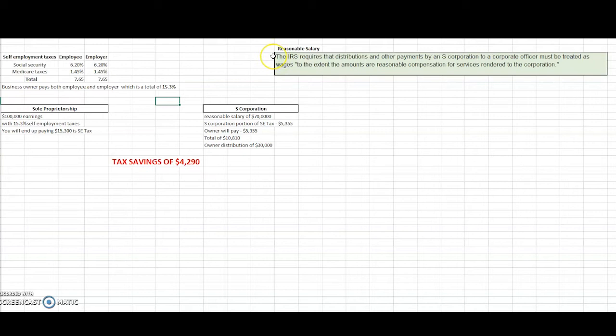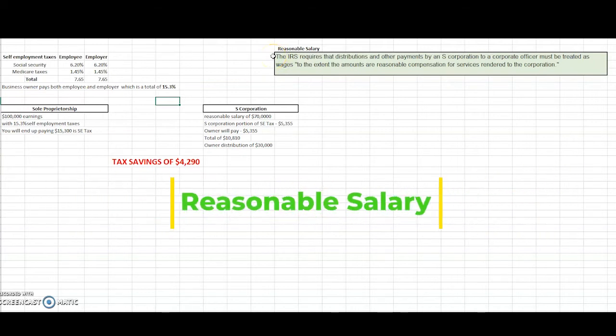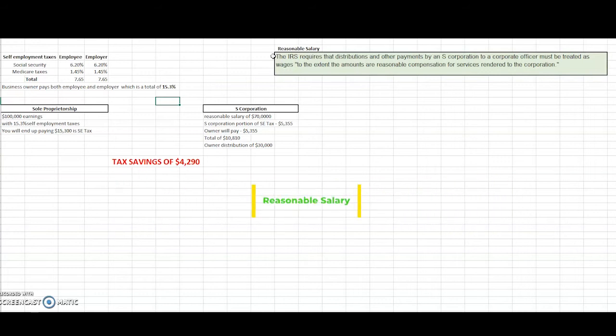Next, I want to talk about what a reasonable salary in an S corporation is. The IRS requires that distributions and other payments by an S corporation to a corporate officer must be treated as wages to the extent that the amounts are reasonable compensation for services rendered to the corporation. So shareholders of the S corporation must be paid a salary as if they were an employee of the corporation. Yes, you are a shareholder, but also an employee. So you have to run payroll for yourself, a reasonable salary.